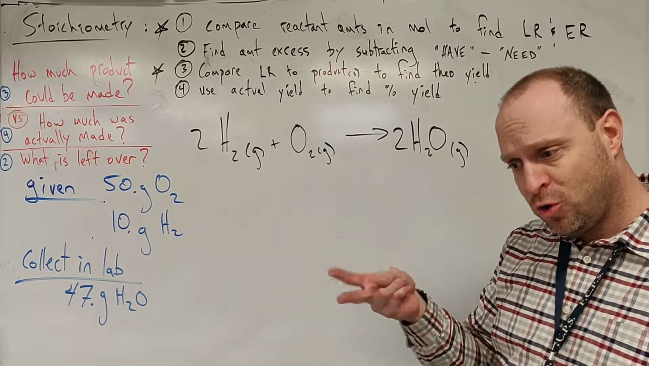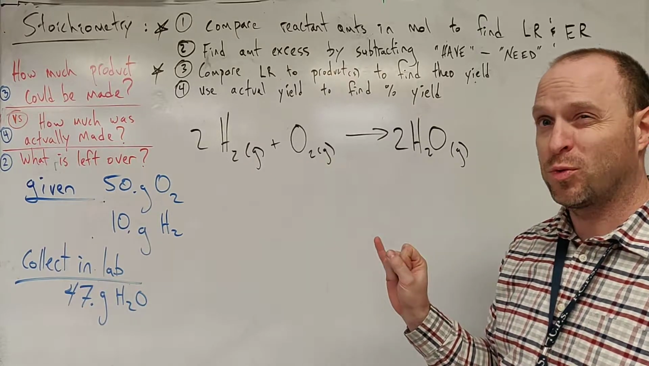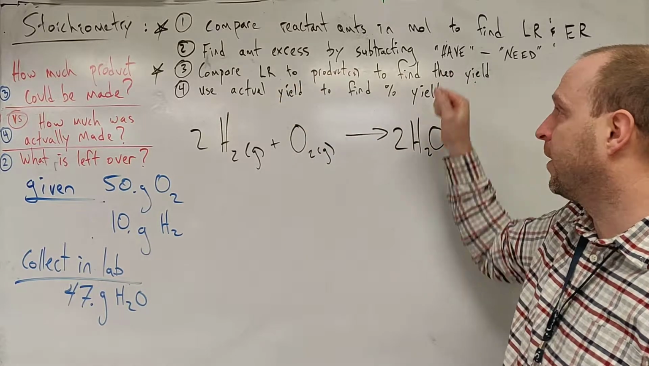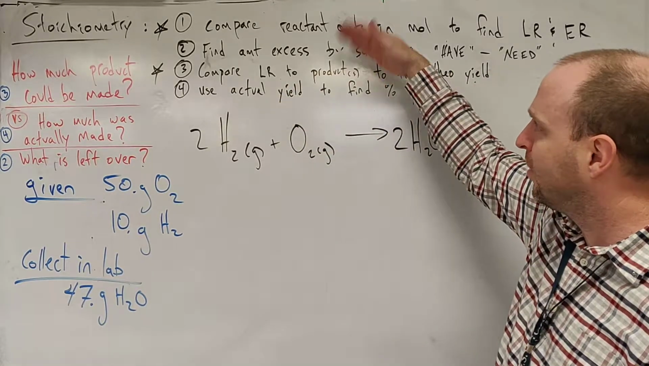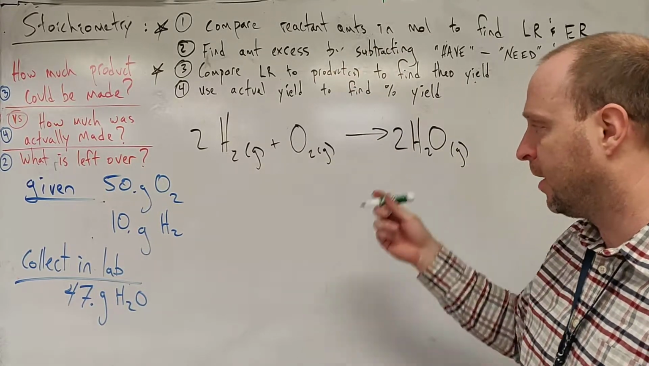It's a 2 basic step process. Compare the reactants to each other so you can figure out which one is limiting and which one's excess, and then use the limiting reactant to find out about a theoretical yield. So I started those 2 steps. Everything else is icing on the cake for stoichiometry.